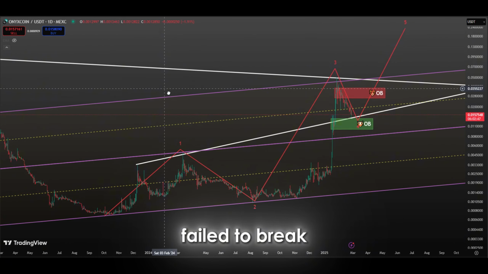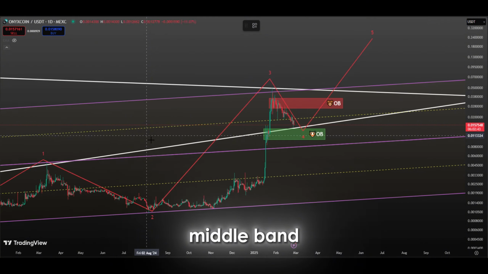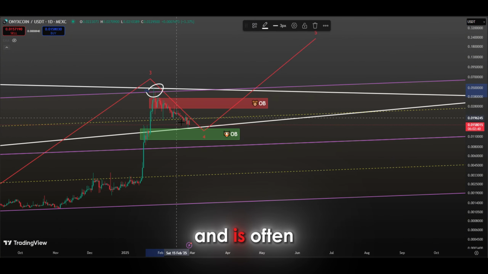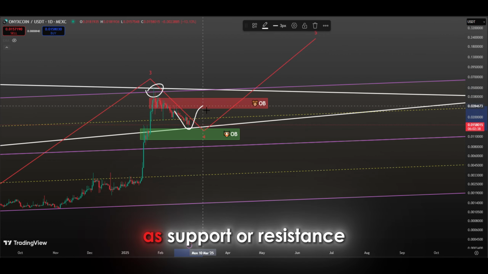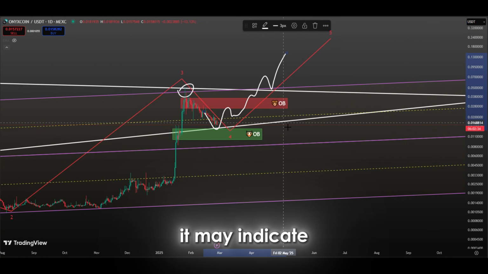Since the price failed to break the upper band of the ascending channel, it is currently retreating towards the middle band. The middle band refers to the equilibrium level inside the channel and is often considered a zone where price works as support or resistance. If the price moves down to this zone, it may indicate that selling pressure is increasing and buyers are struggling to push the price back up.